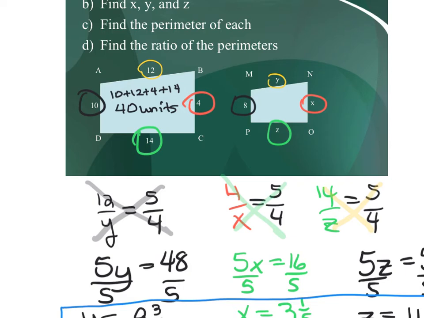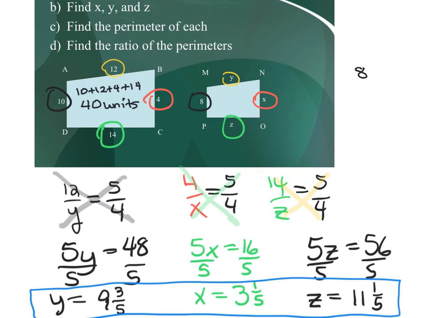Then for the smaller one, I'm going to add 8. I'm going to add 9 3/5, 3 1/5, and 11 1/5. Now notice these 3 fractions. When I add these, this becomes one whole. So then all I have to do is add 8 plus 9 plus 3 plus 11. I get 31 plus that one whole. So the perimeter of that one is 32. And again, units. Wait, so you just add the y's and the x's and the z's together? Yes. Uh-huh. And the 8 that was already there.